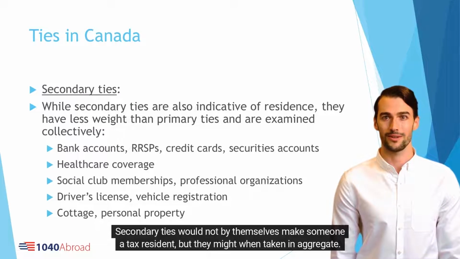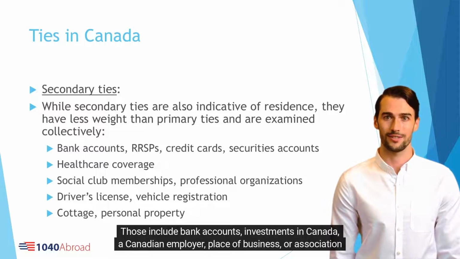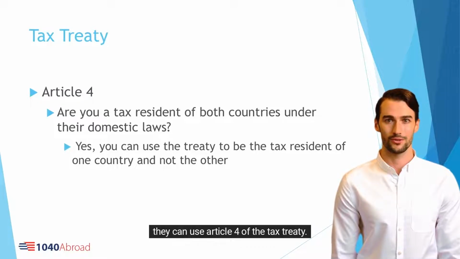Secondary ties would not by themselves make someone a tax resident, but they might when taken in aggregate. Those include bank accounts, investments in Canada, a Canadian employer, a place of business, or association memberships. If one is a resident, either a factual resident or a deemed resident, or has spent over 183 days in Canada, they can use Article 4 of the tax treaty.